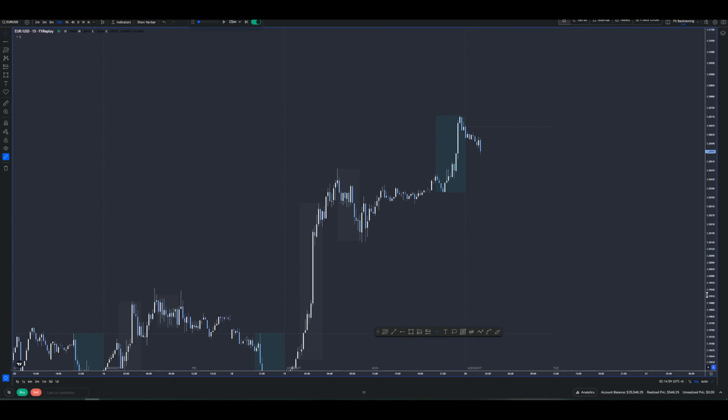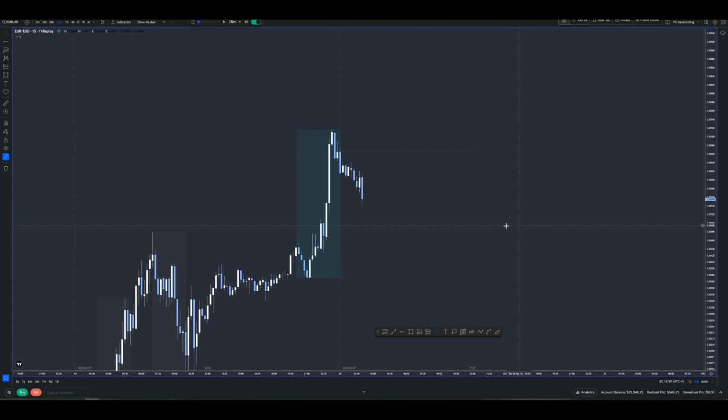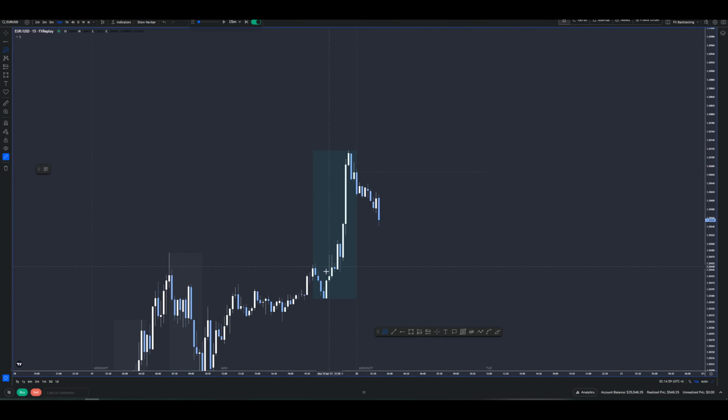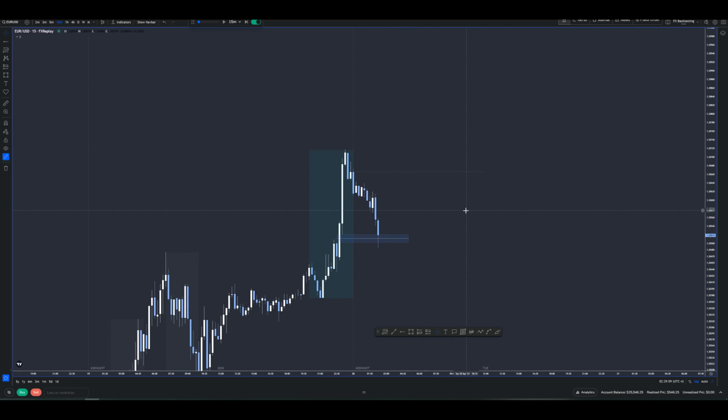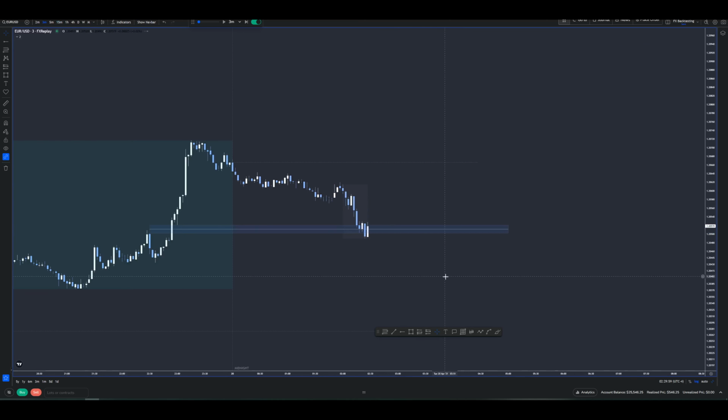Also, we are now retracing. If I measure this move from this low to this high, we are now entering, and I see this fair value gap right now, right here. So maybe wait for that one. So yeah, okay, so let's go to the 3 minute.